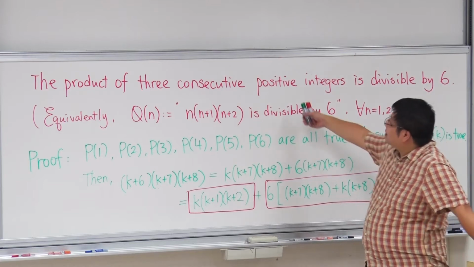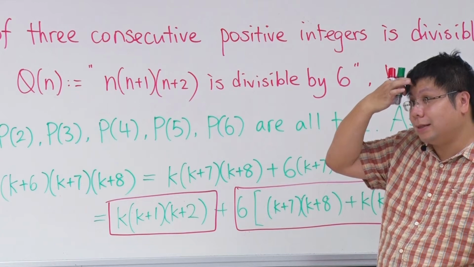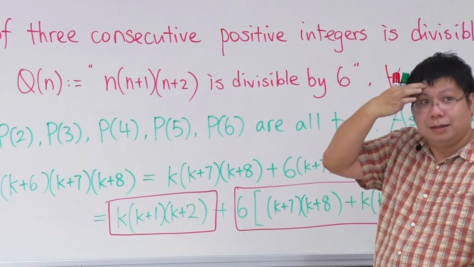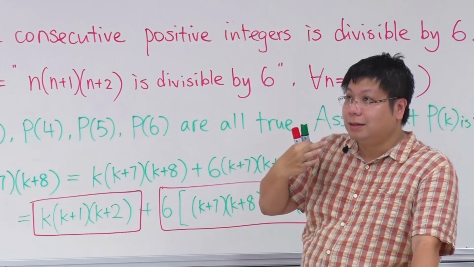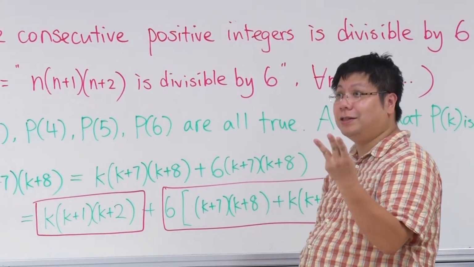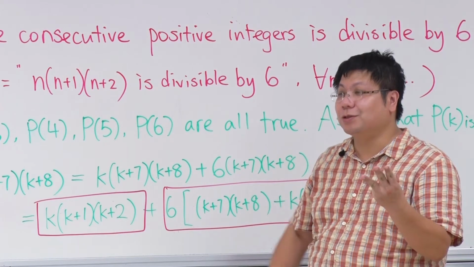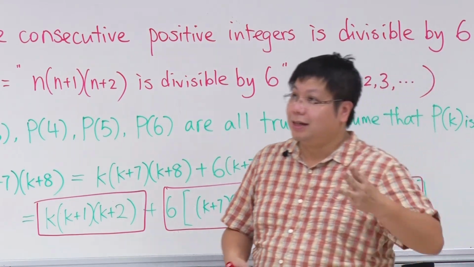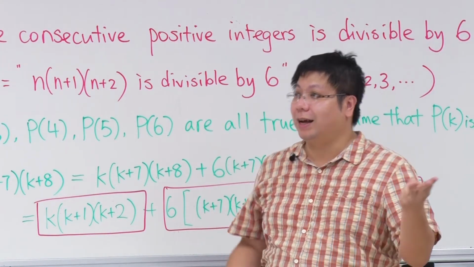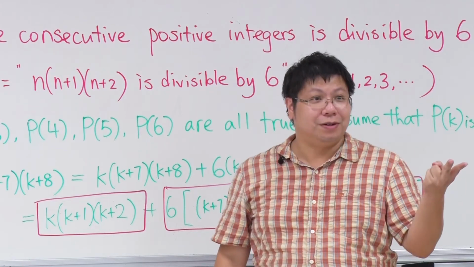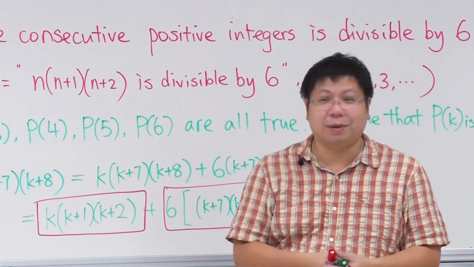So how do we show that? 3 consecutive integers. If you multiply them together, it is a multiple of 6. So if you have 3 consecutive integers, it must contain a multiple of 3. So first of all, it is divisible by 3. And then if you have 3 consecutive integers, you must have an even number inside. So it is divisible by 2. If a number is divisible by 2 and divisible by 3, then it is divisible by 6.